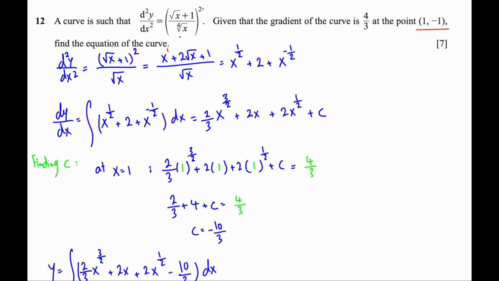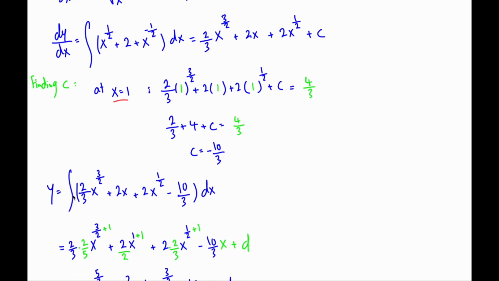And before you carry on with your second integration, you need to figure out the value of this constant. And that's where this piece of information comes in handy, because I'm given the x coordinate of this point, and gradient is nothing but the first derivative. Therefore, I'm going to replace the dy by dx by 4 over 3, while all the x's are replaced with 1. If you do that, you get the value of c, which is negative 10 over 3. And then you carry on with the second integration.